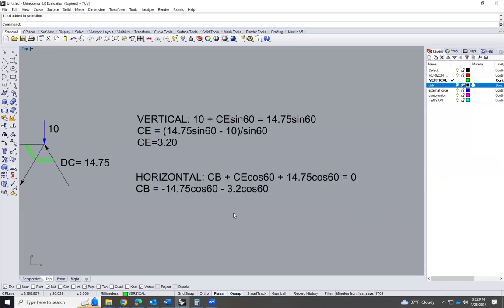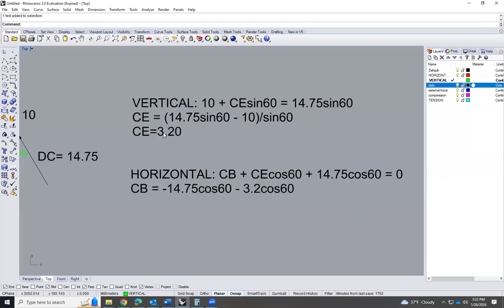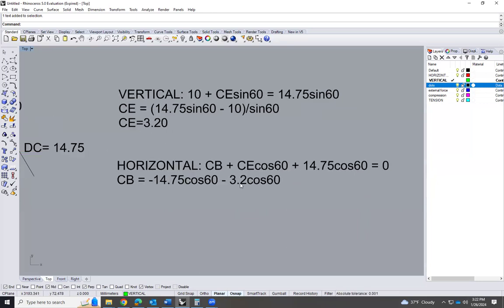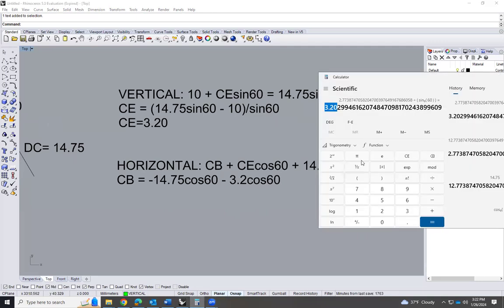That's it, isn't it? Yep. So CB equals, this is a negative number and this is a negative number, and I have replaced CE by 3.2. Okay, so let's solve this one. It's negative, negative.